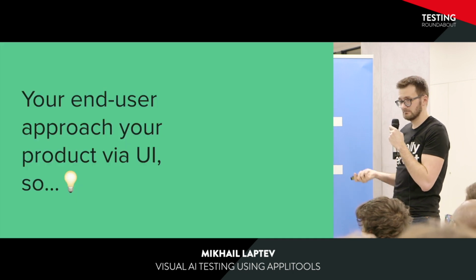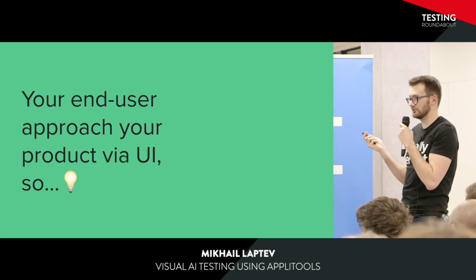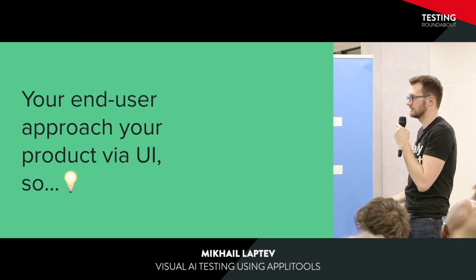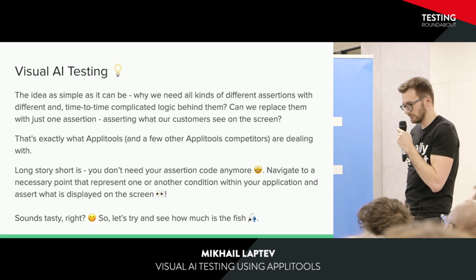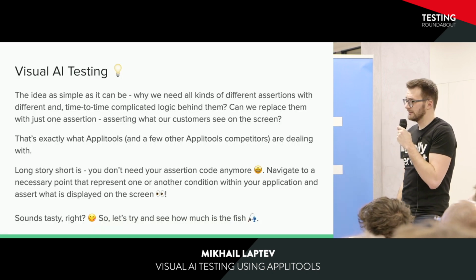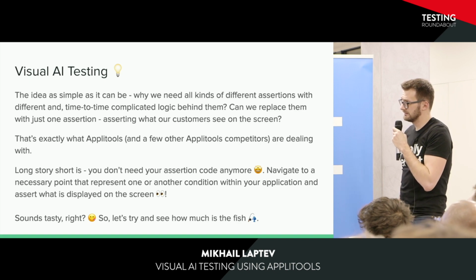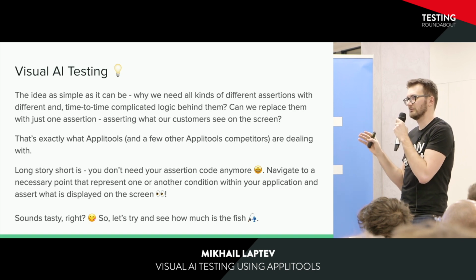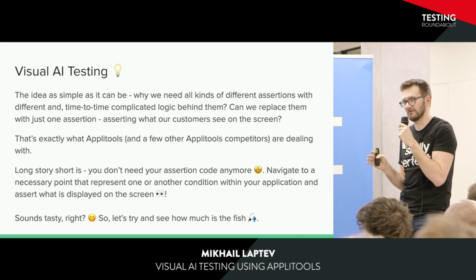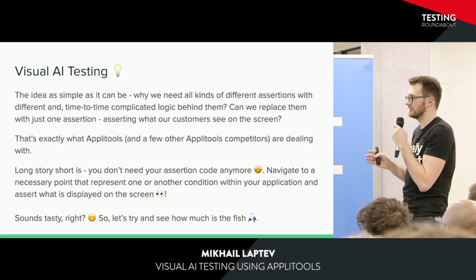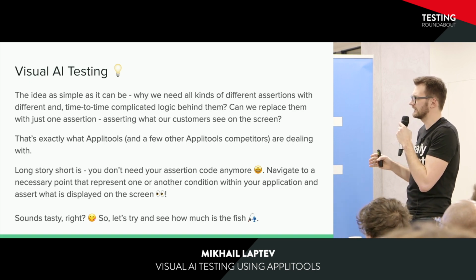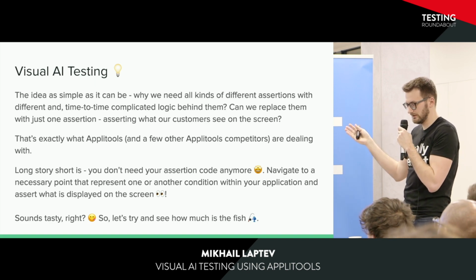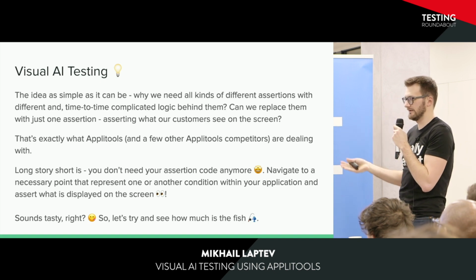The key point here is your end user approaches your product via UI. So one of the solutions is visual AI testing. AI here is basically just some internal magic that does comparison of screenshots or visual stuff behind the scenes. There is no magic in your code. There is nothing like that. But the idea is simple: you have a page, you make a screenshot, you compare it.